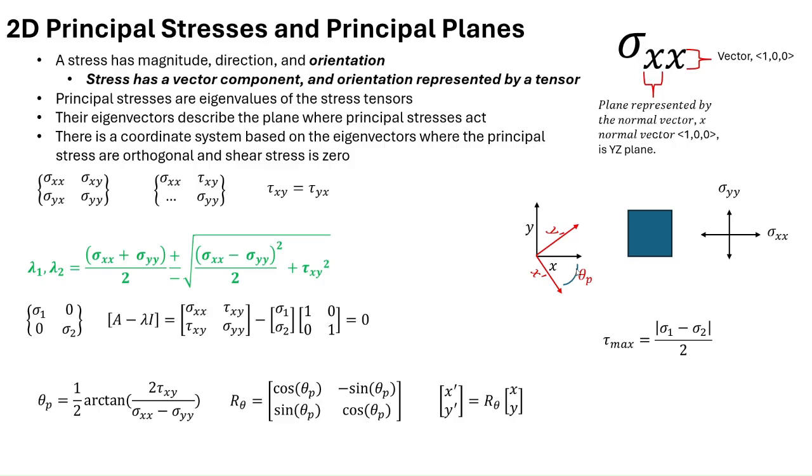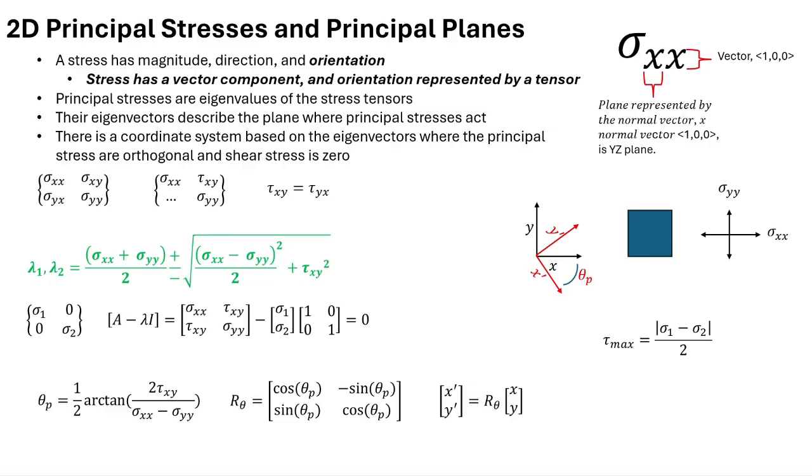Now, that doesn't mean that the shear stress in your part is 0. What it means is that there is a coordinate system as defined by the eigenvectors where the shear stress is 0, and the principal stresses act only in the eigenvectors, or as defined by the eigenvectors.